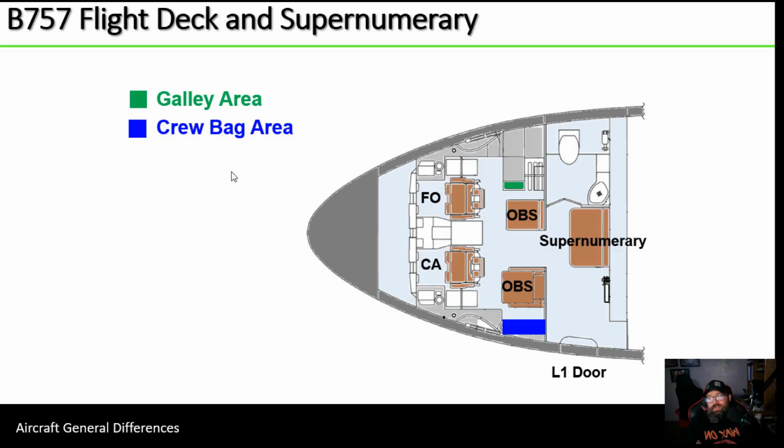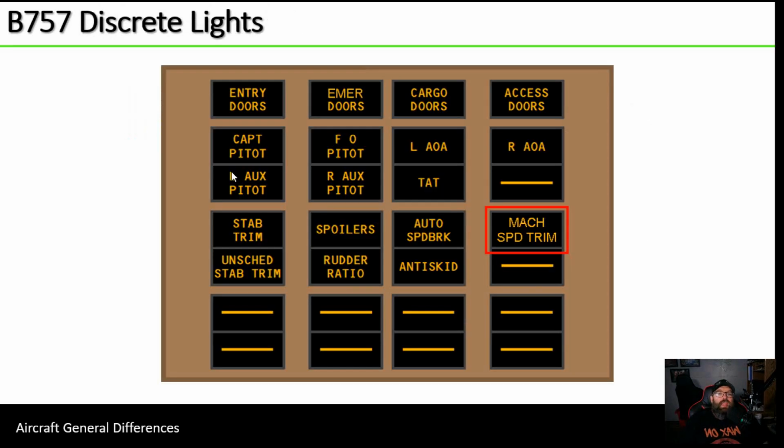Supernumerary is kind of the same as what it is on the 300. You're right next to the bathroom, so it's kind of an uncomfortable thing to sit in as well. But still, you get the idea of the size difference between the 7.5 and the 7.6. Now, this might not seem like much of a difference, and it's not really, but we've got all these discrete lights on the very top of the overhead panel. Entry doors, EMER doors, cargo doors, access doors, all the same as the 7.6. PDOs, AOAs, all the same as the 7.6. Everything except for that highlighted one is going to be the same as the 7.6.